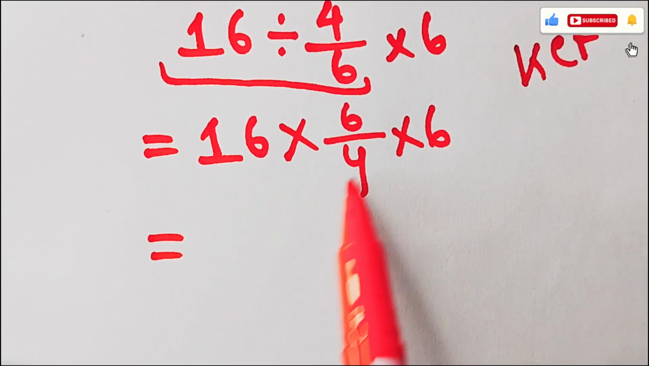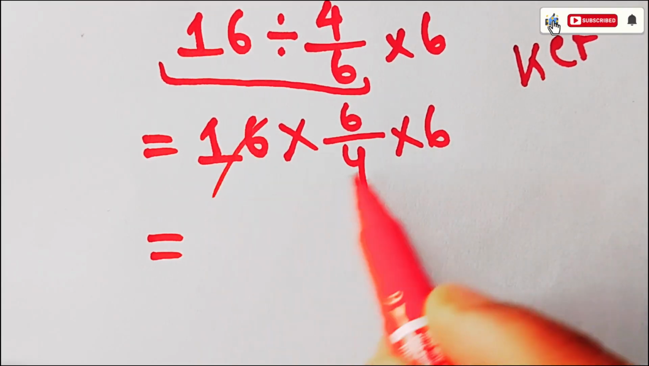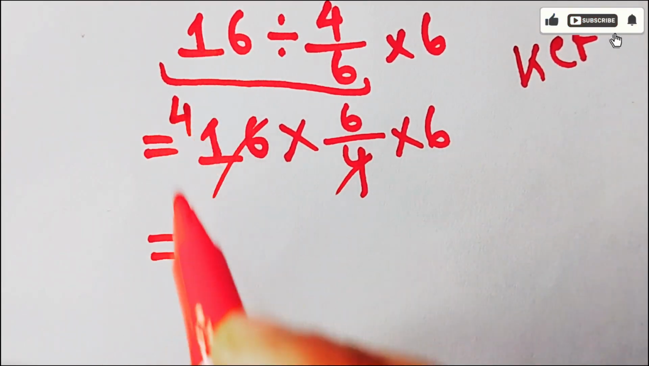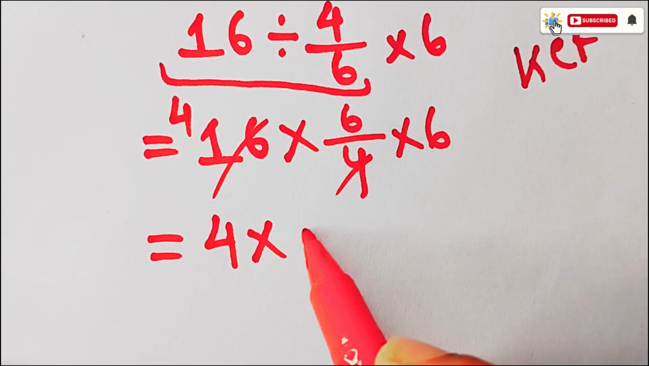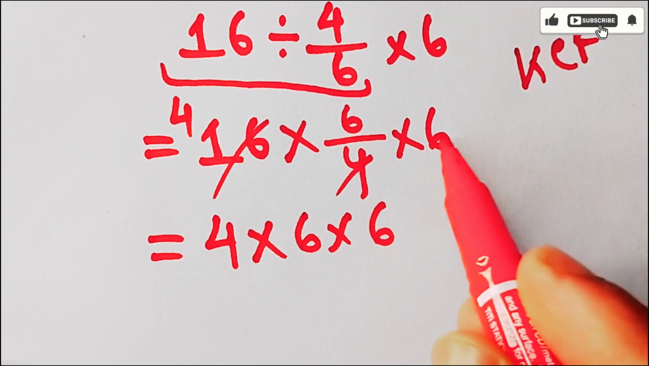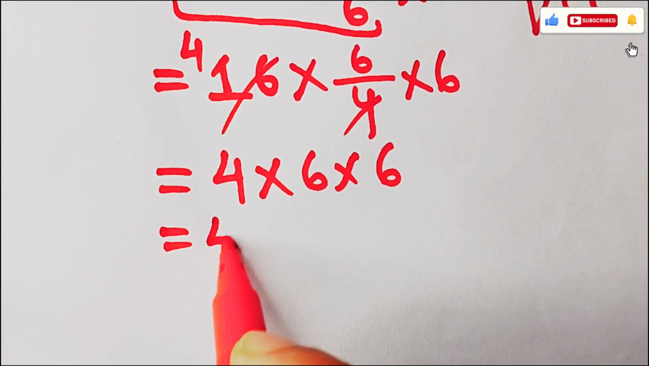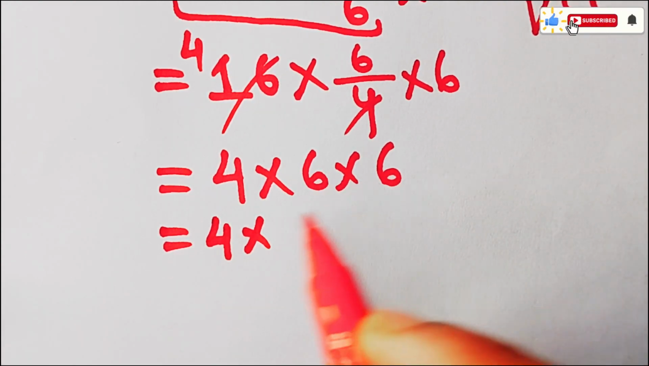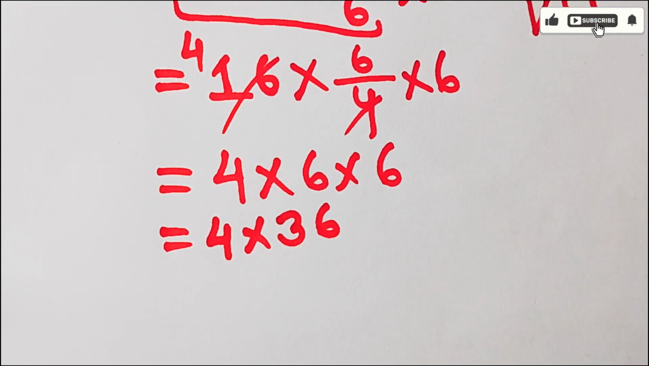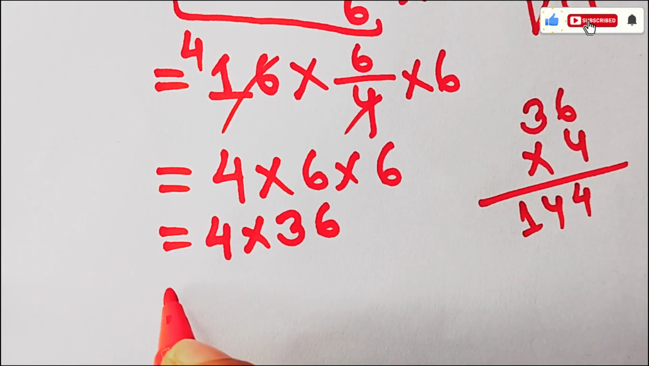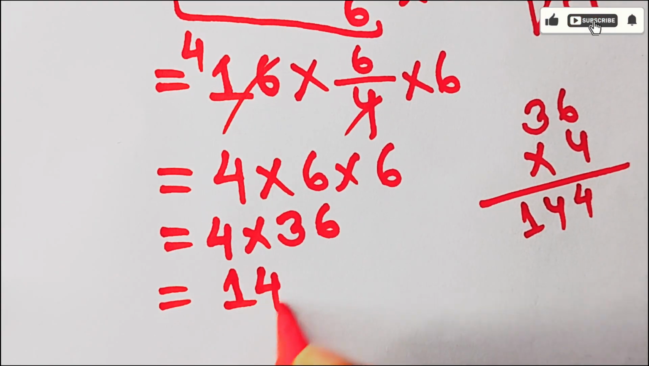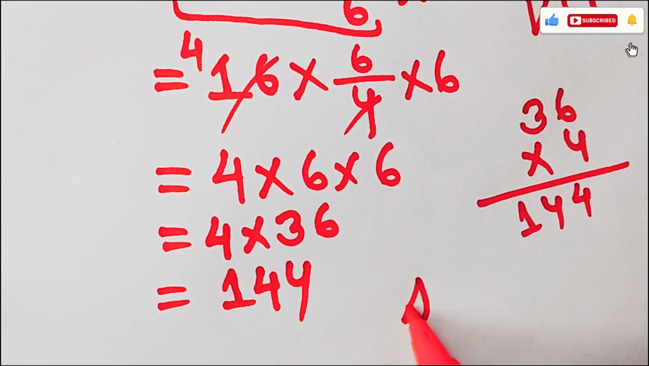So 16 divided by 4, that means here 4 remains. 4 times 6 times 6, so here 4 times 6 times 6 means 144, and this is our desired answer.